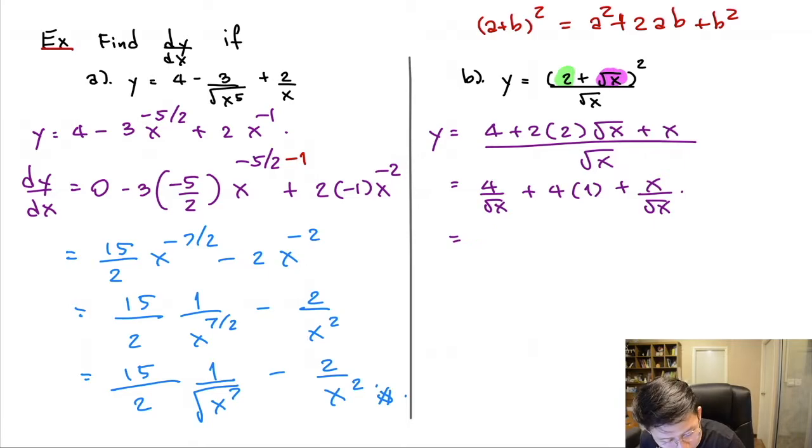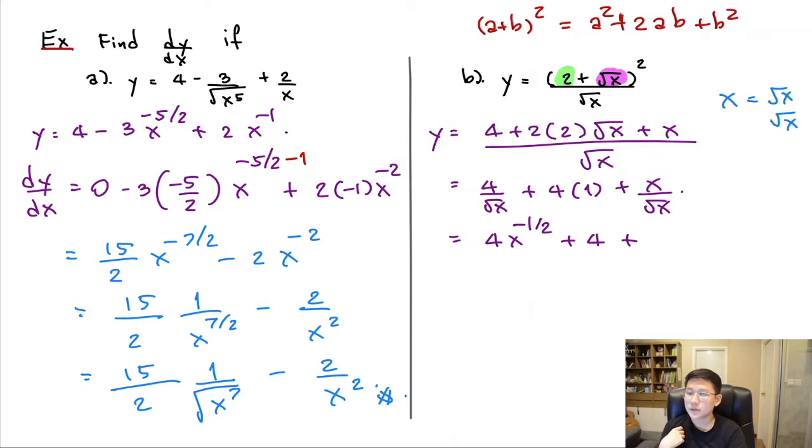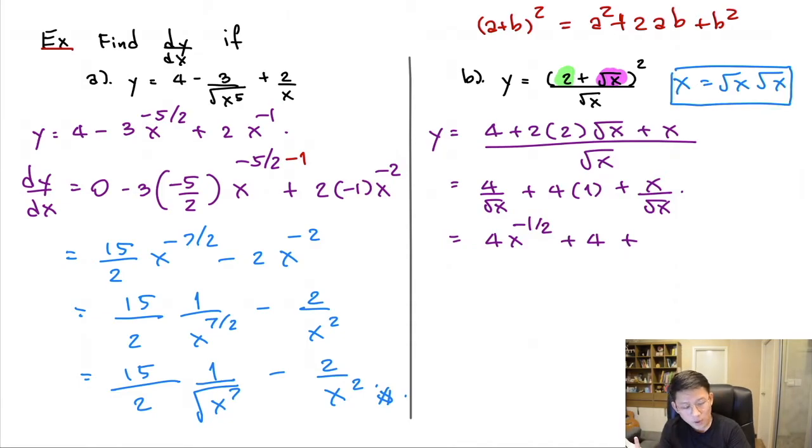Can I write it like this? 4x to the power of minus 1 half plus 4 plus, guys, x is actually square root of x times square root of x. Make sense? X is square root of x times square root of x. In that case, you get x, so one of them got cancelled out. Okay, so you get square root of x, which is x to the power of half.